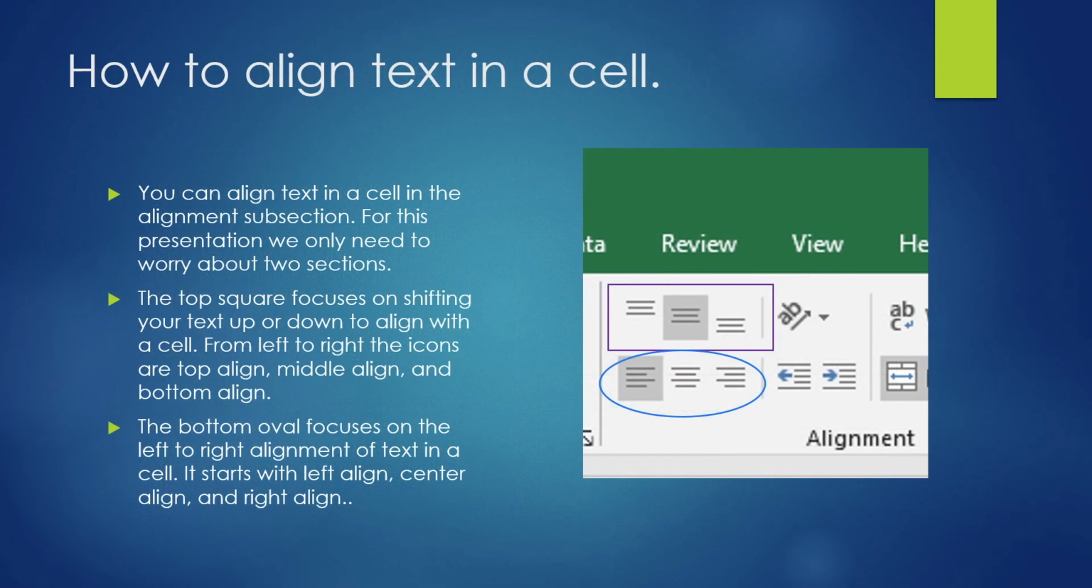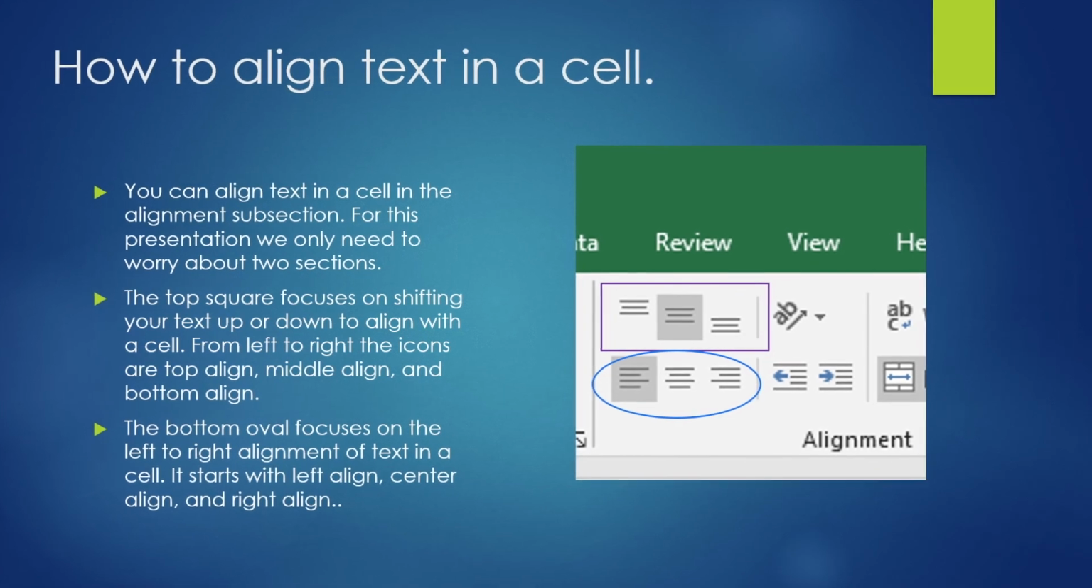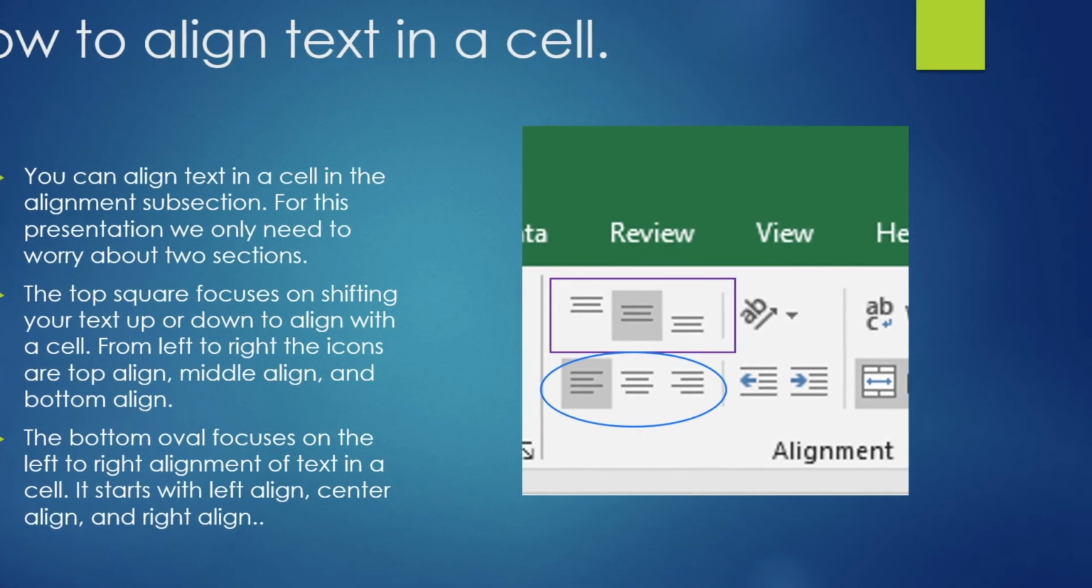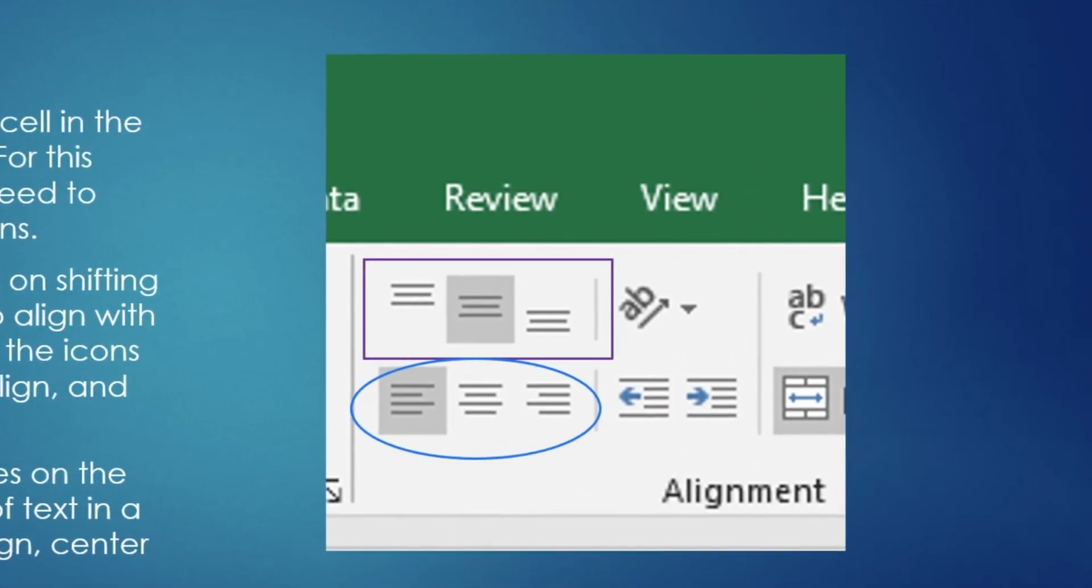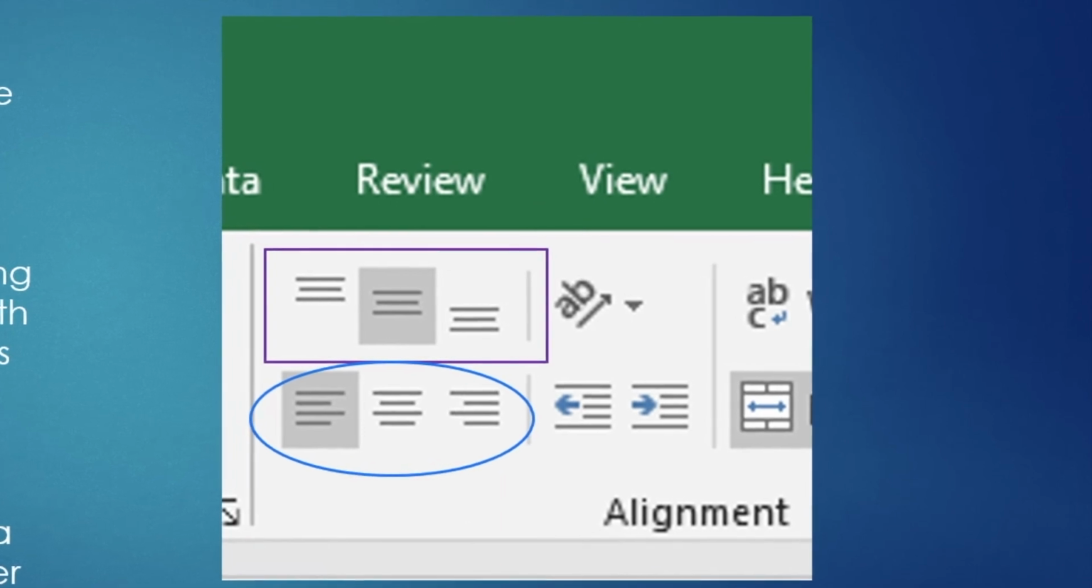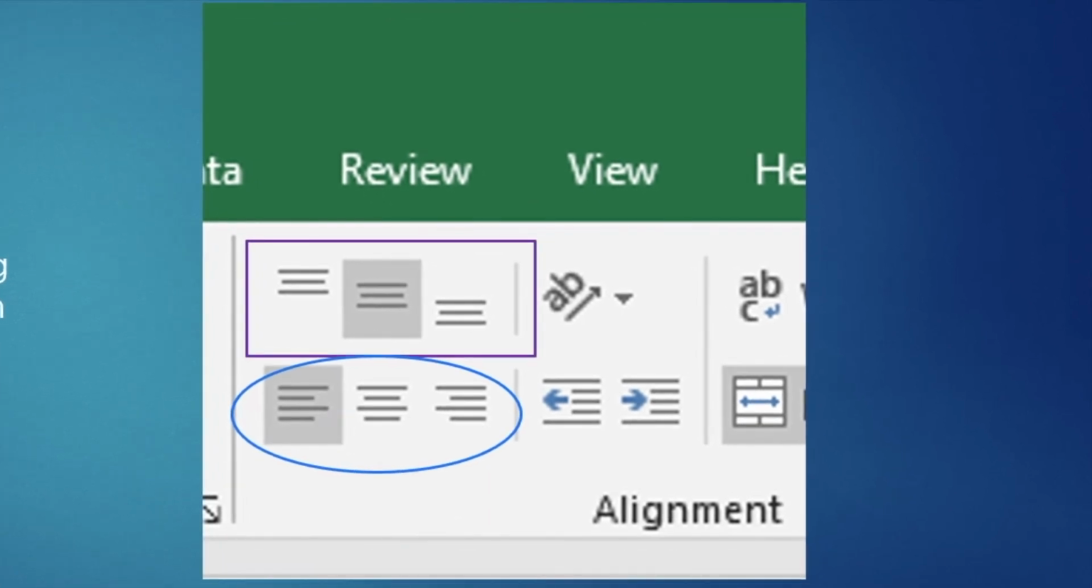You can align text in a cell in the alignment subsection. For this presentation, we only need to worry about 2 sections. The top square focuses on shifting your text up or down to align with a cell. From left to right, the icons are top align, middle align, and bottom align. The bottom oval focuses on the left to right alignment of text in a cell. It starts with left align, center align, and right align.